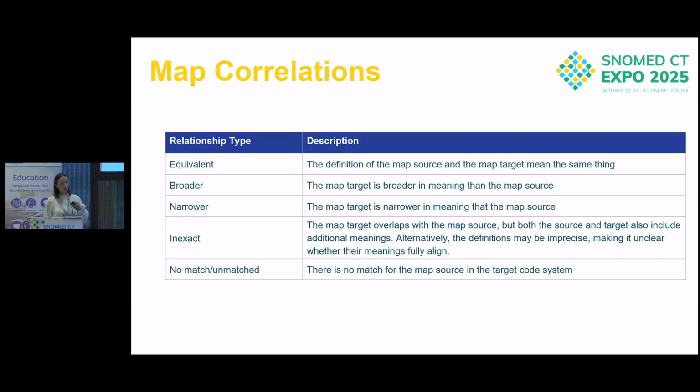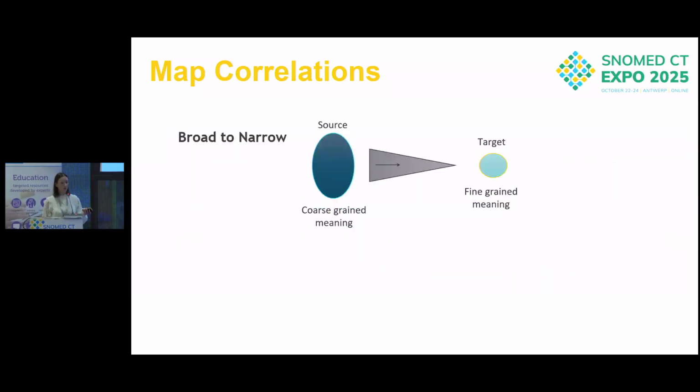I'm going to go through an example of that next, so I'm just going to skip over that now. And then we've got an inexact match or no match or unmatched. So these are all relationship types that can be used when you're creating a map. When it comes to SNOMED CT, these are the relationship types that we can use.